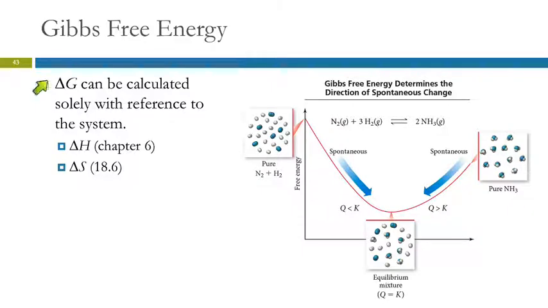We can calculate delta G just in reference to the system. We do not have to involve the universe, so that's convenient because the universe is kind of big to deal with. We learned how to calculate delta H back in Chapter 6 in Chem 1A, and we've just looked at how to calculate delta S. Right?